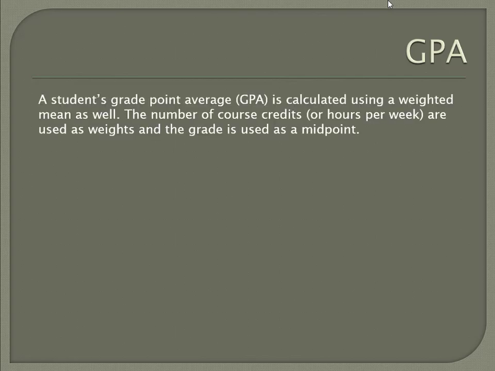GPA is another example of where weighted means get used. A student's grade point average is calculated using a weighted mean as well. The number of course credits or hours per week are used as weights, and the grade is used as a midpoint.